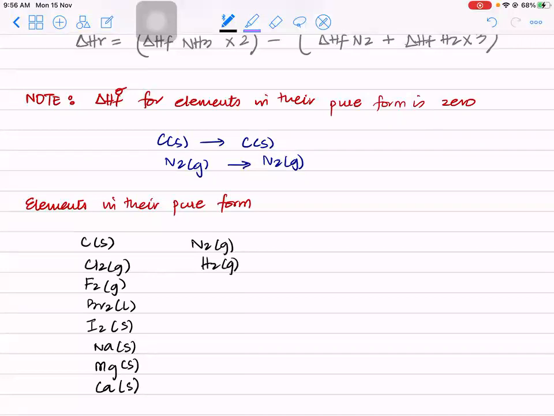You should know that for all of these, the enthalpy change of formation would be 0, because you don't require energy to make these, because this is their simplest form. This is how they naturally exist. Clear? Any questions? For all of these, the enthalpy change of formation would be 0. Understood? Now let's apply all of this knowledge to a question.